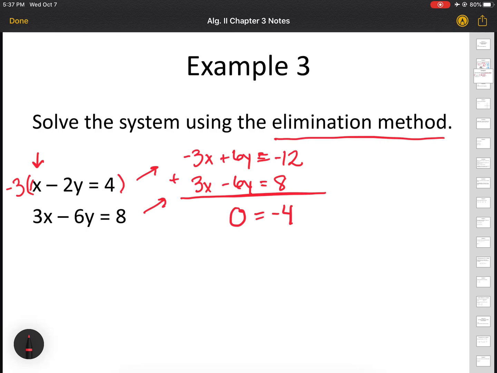Since this statement is not true, or basically it is false, this is a no solution, because 0 does not equal negative 4. So if you get to this point where they don't equal out in the end, that can be a no solution. But if they do equal out in the end, then it can be a situation where all real numbers can satisfy that linear system.